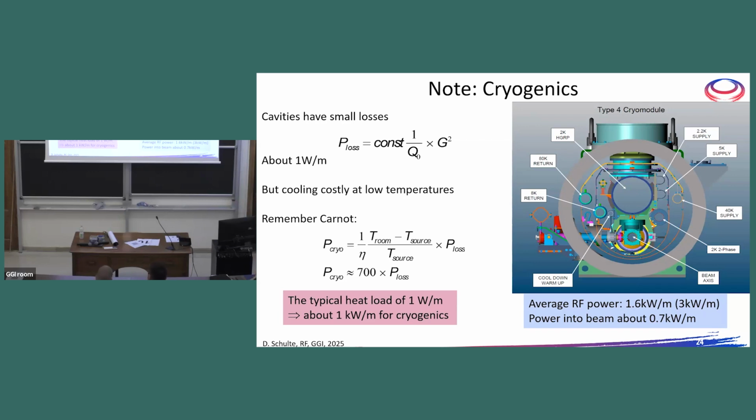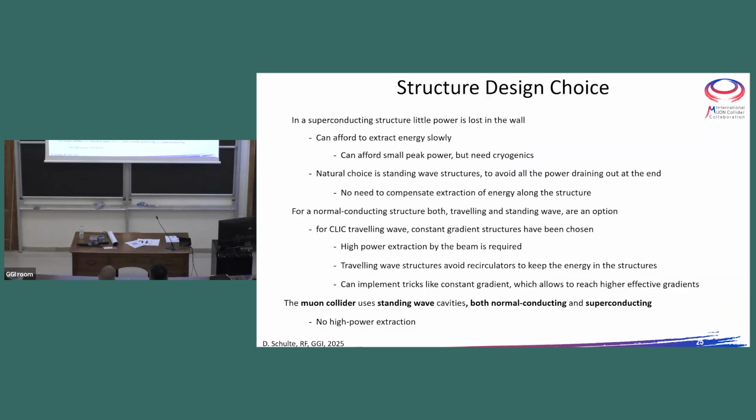Okay, so that becomes relatively important compared to other systems. Like in the ILC, there was 1.6 kilowatt RF power per meter roughly, and about 0.7 kilowatts per meter for the cooling. So you have to take that into account. That's a drawback of superconducting cavities.